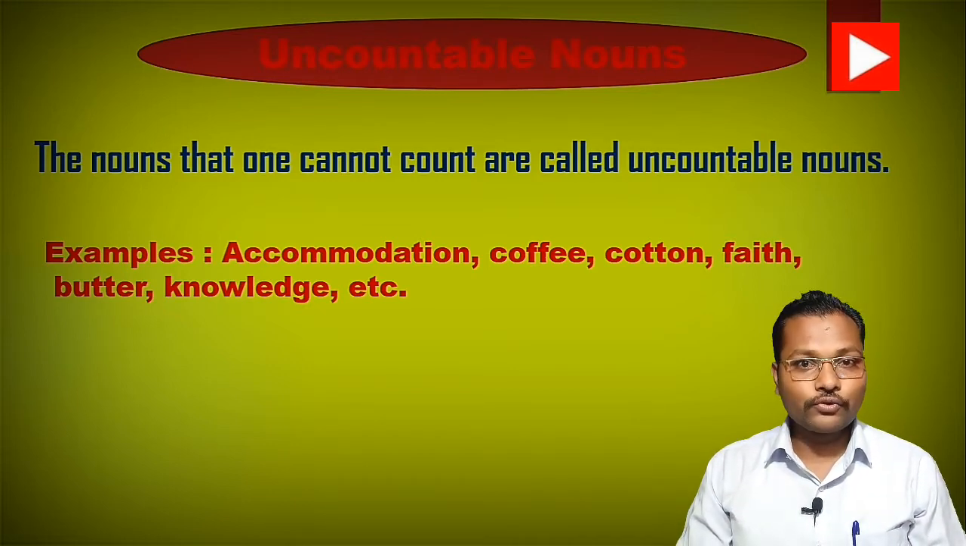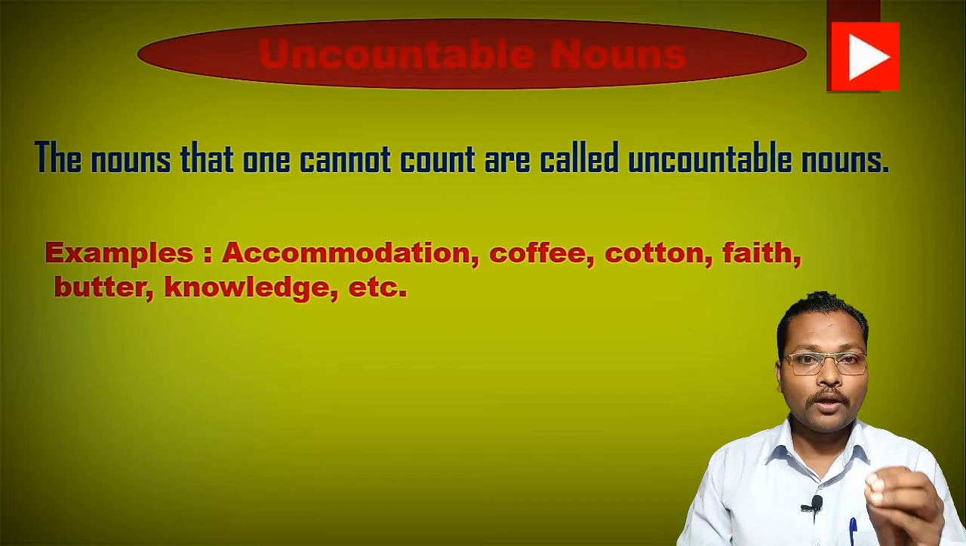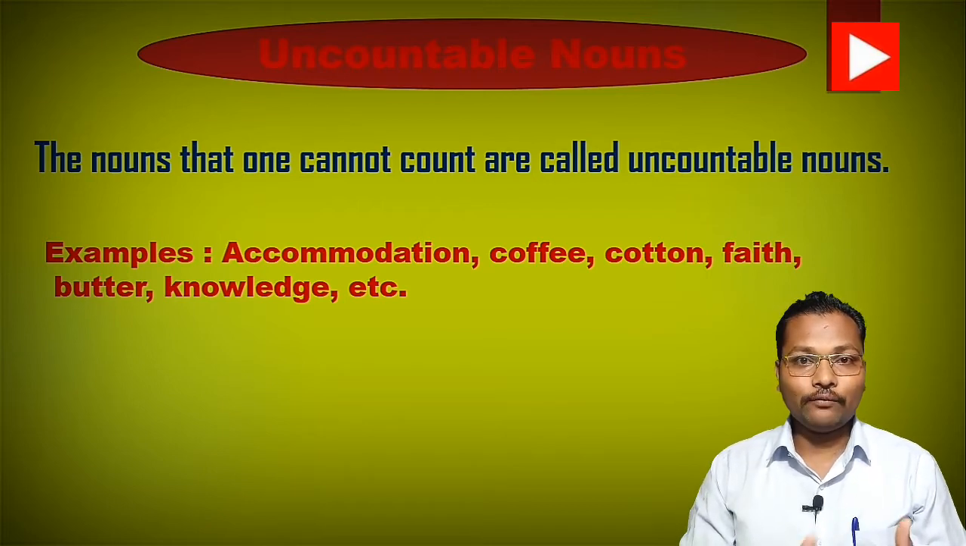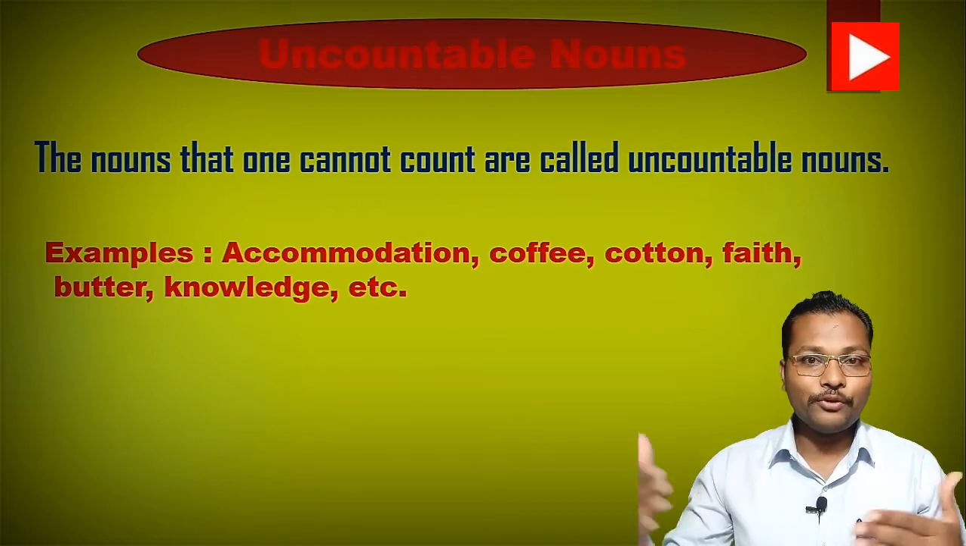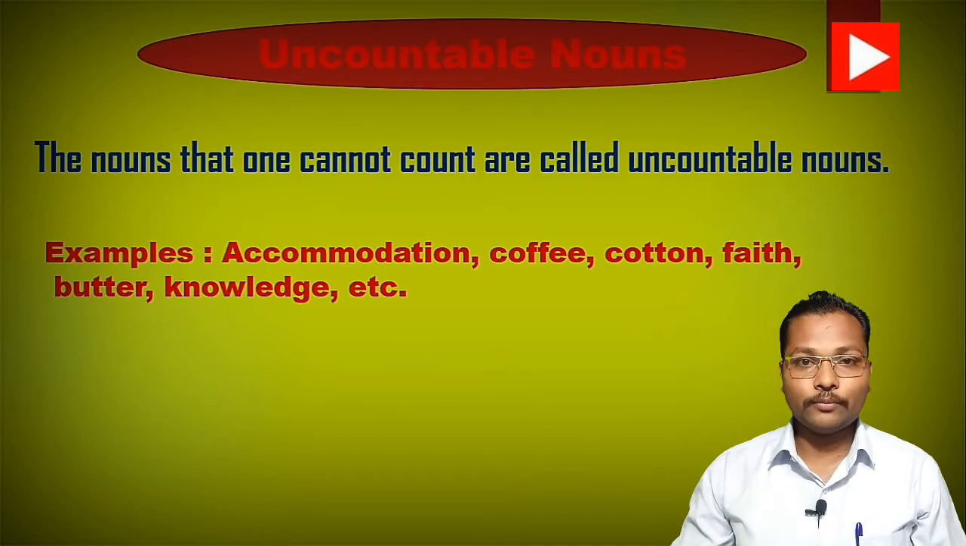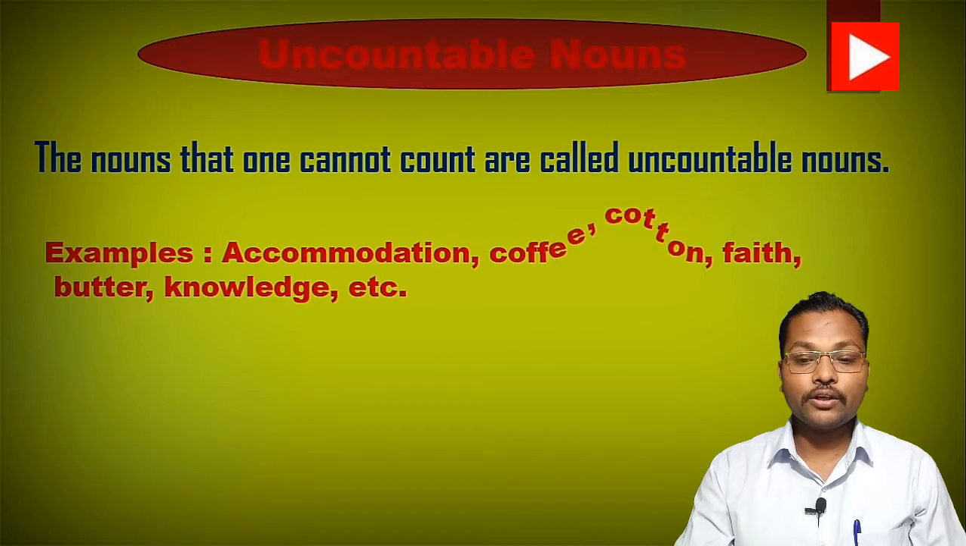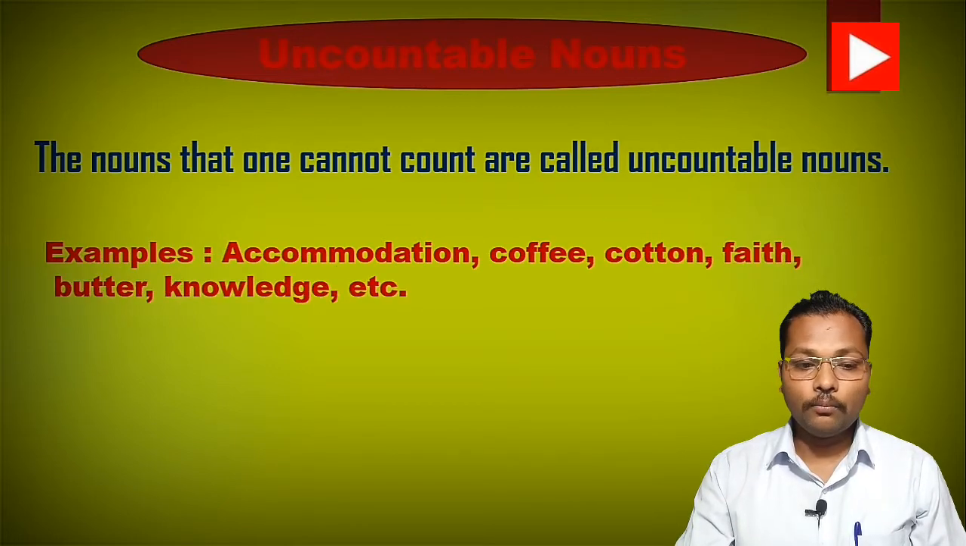So such nouns that are not able to be counted or that we cannot cut into pieces, such nouns are called uncountable nouns. For example, accommodation, coffee, cotton, faith, butter, knowledge, etc. These are some examples of uncountable nouns.